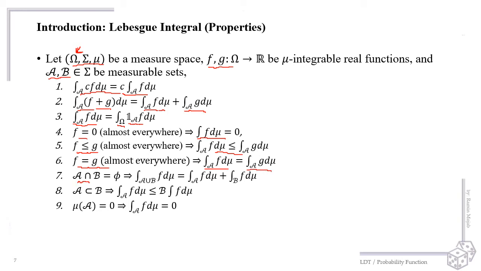And if the intersection of A and B is empty, then the Lebesgue integral of f over the union of A and B equals the Lebesgue integral of f over A plus the Lebesgue integral of f over B. And if A is a subset of B, then the Lebesgue integral of f over A is less than or equal to the Lebesgue integral of f over B. And if the measure of A is 0, then the Lebesgue integral of f over A is also 0.